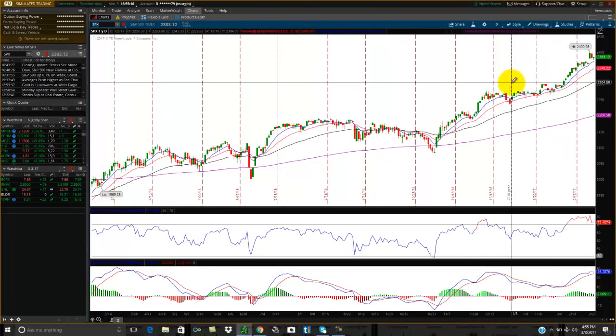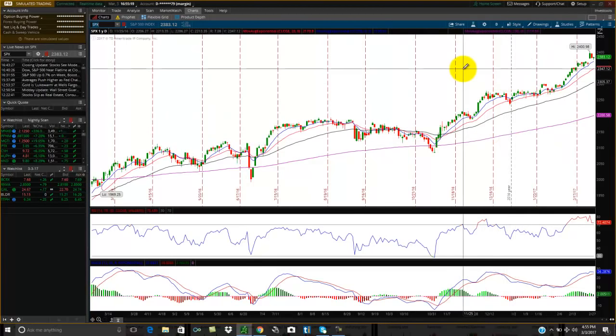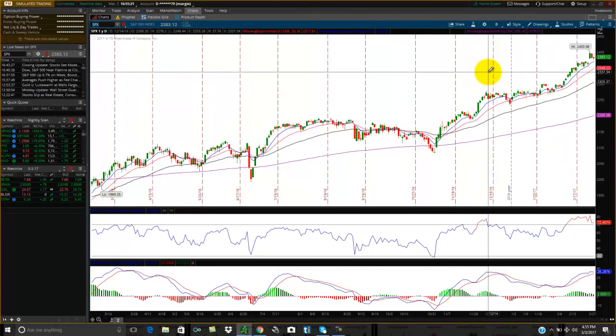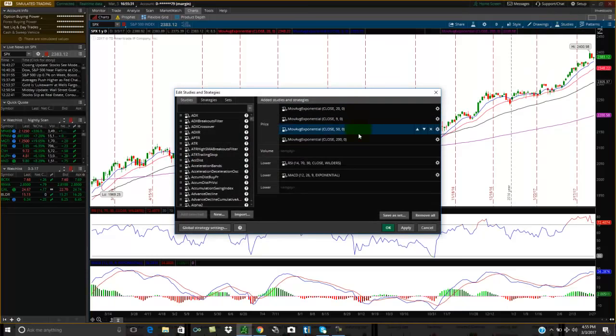I have a white background here, so that's why I have these colors. If you have a black background, some people use a different color. If you want to see how I have them set up here, if you go to Edit Studies, you'll see here, these are my exponential moving averages. And if you want to know how I set this up in Thinkorswim, this is the platform I use. Just watch our Thinkorswim playlist on YouTube. You'll see a whole bunch of tutorial videos on how I set this up.